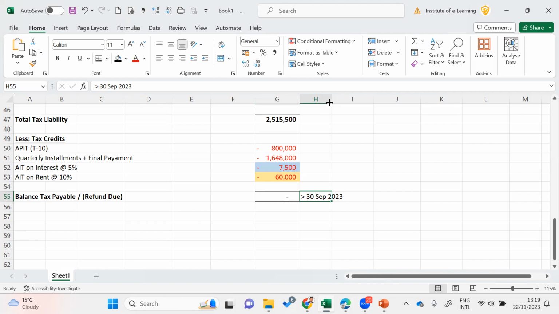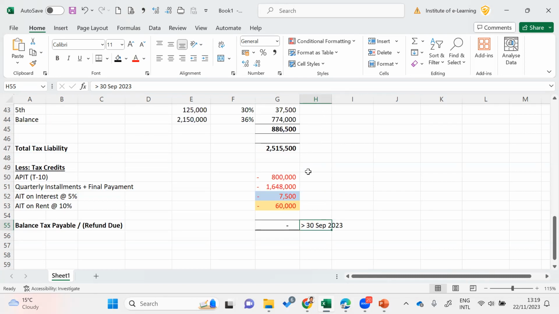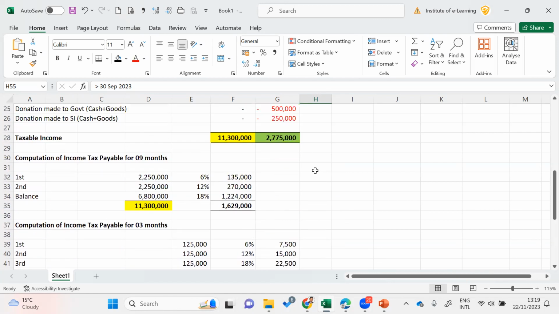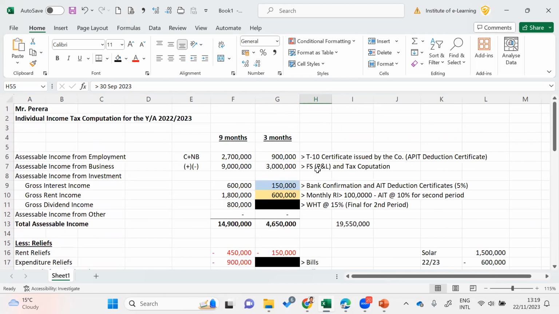We'll see another video with the detailed version on this. It will take time, so we'll get the detailed version of the individual income tax later. This video just focuses on the summary form of individual income tax computation.